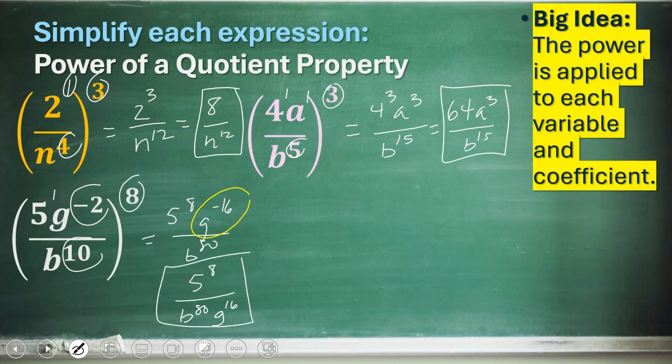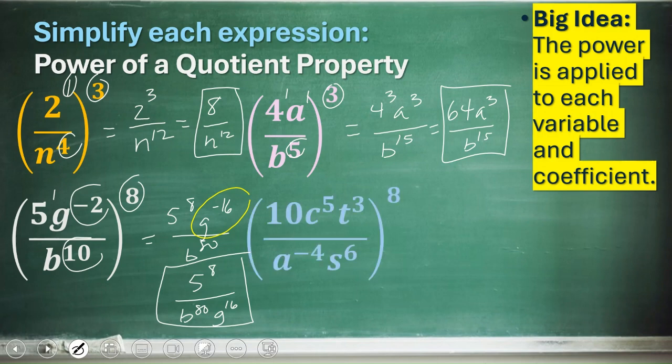Now, you could also write this so it's g to the 16th times b to the 80th in the denominator, and that would also be correct because that's an equivalent form. I am not expanding 5 to the 8th out because 5 to the 8th is a really big number, and this is the cleanest version.